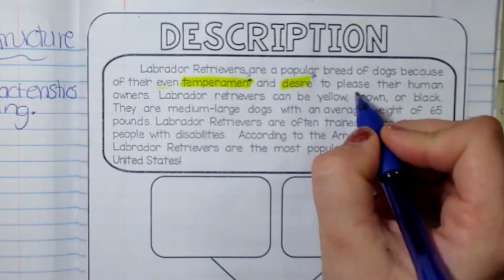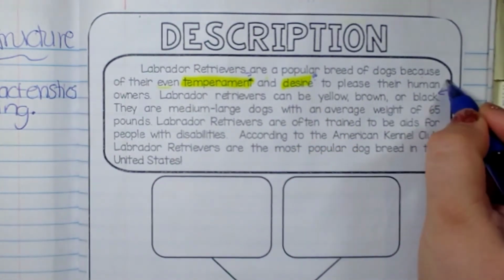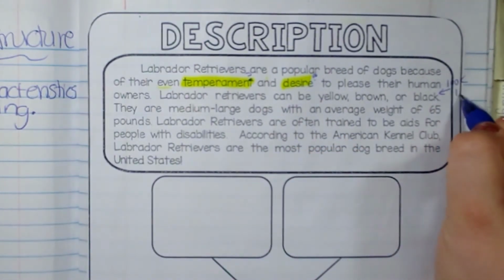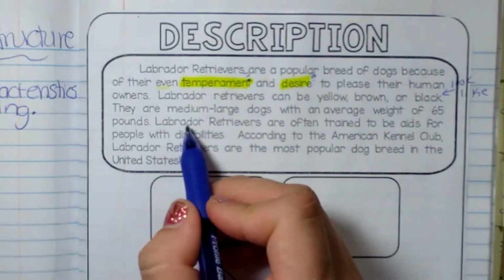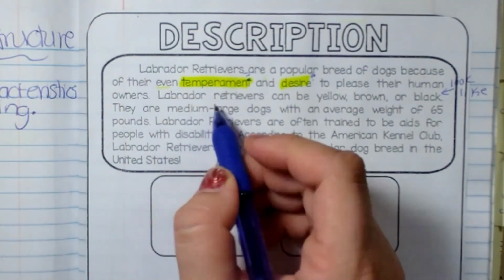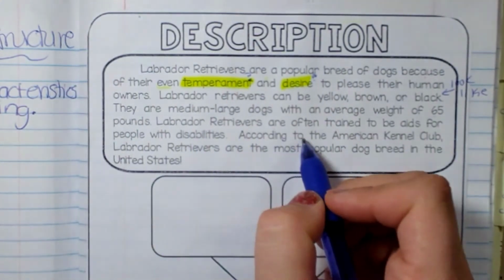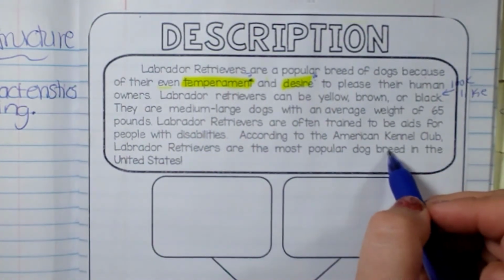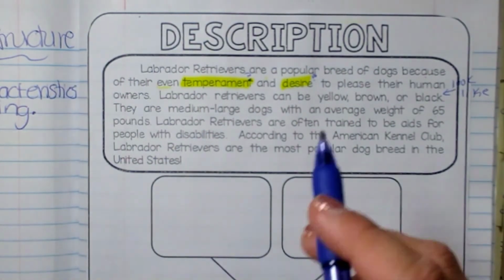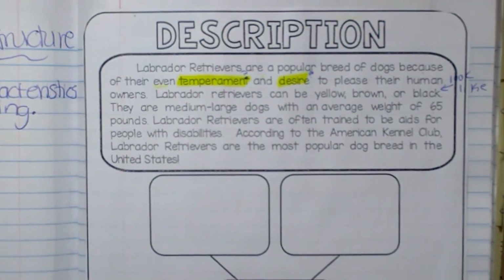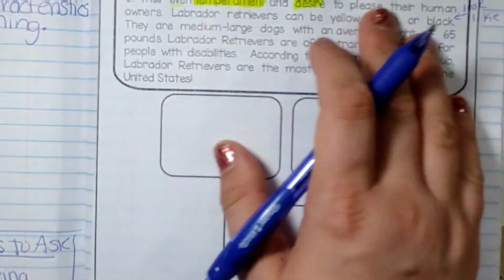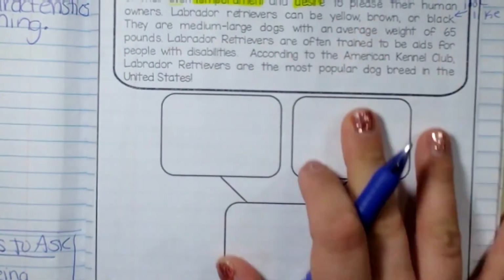Here's some colors. Colors are what they look like, right? What they look like, size, weight. There's a lot of descriptions in here. So actually, as I read, I read that again in my head. Now I'm going to read it a third time.